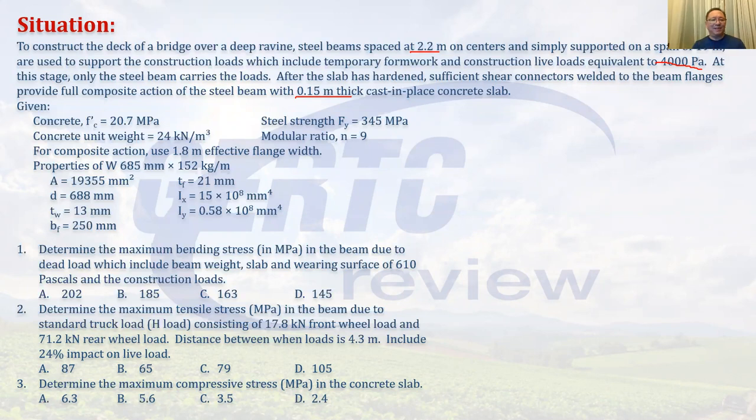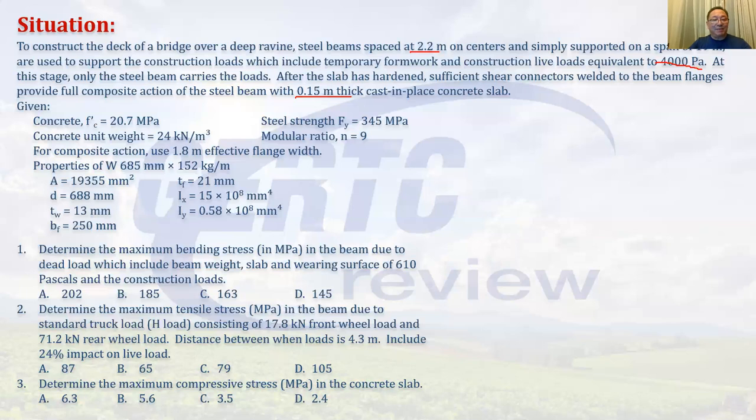Okay, the problem is long. But what is the thought behind this problem? They constructed the deck, but since the ravine is deep, they cannot put supports during construction. So what is being done is the beams are laid out 19 meters long without any support, and during construction, all the loads, including the weight of the beam and the concrete, and the construction loads, are supported by that beam. It has no props. It is unshored construction. And that is the first question.